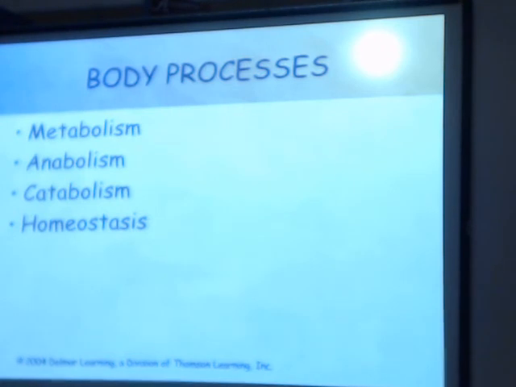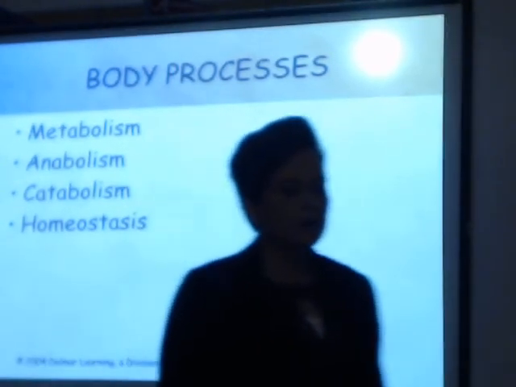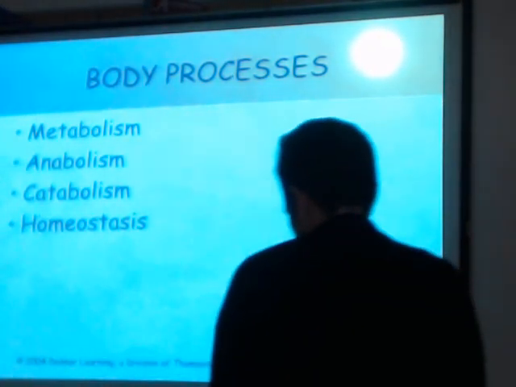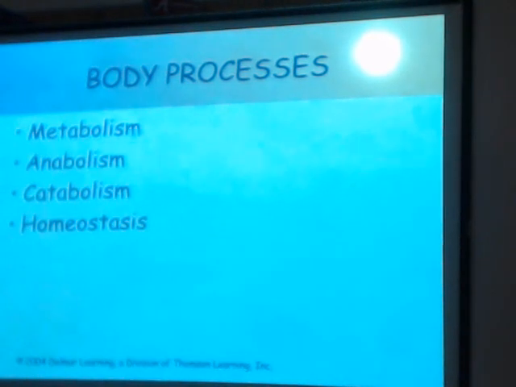Do remember the four processes that are necessary for life: metabolism, anabolism, not cannibalism, anabolism, catabolism, and homeostasis. I want you guys to take a minute and think about what each one of those means and why they are important to the body. So why would metabolism, anabolism, catabolism, and homeostasis be important to the body?